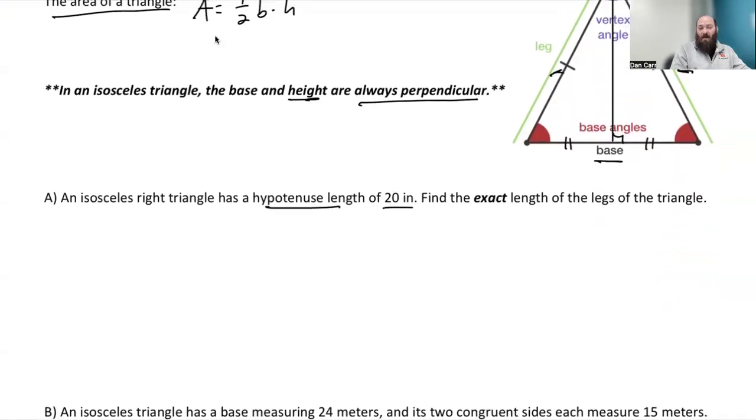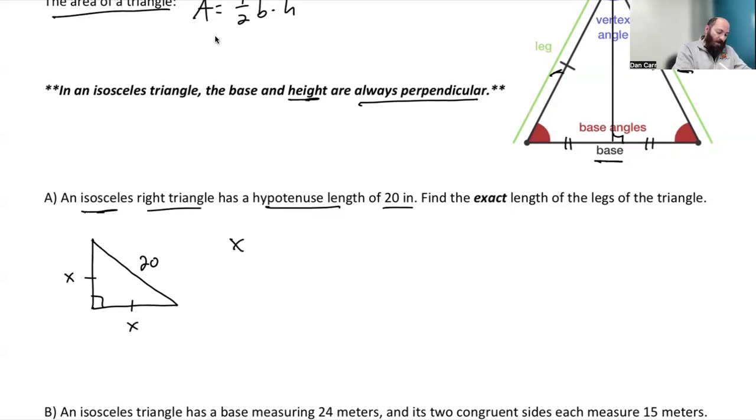That's a little out of place, but it's fine. So we're going to draw this out. An isosceles right triangle looks like this. The hypotenuse length is 20. Find the exact length of the legs of the triangle. Because it's an isosceles right triangle, my hypotenuse is 20 like it is in the diagram, and both of these sides are going to be the same.